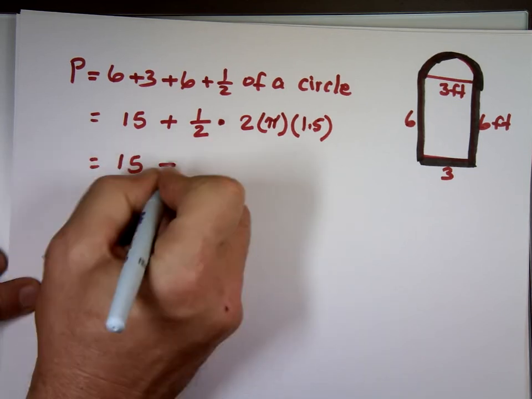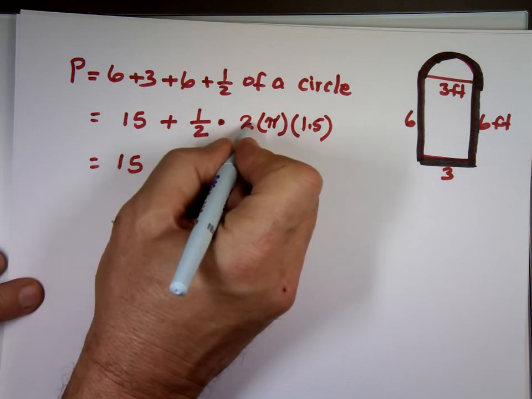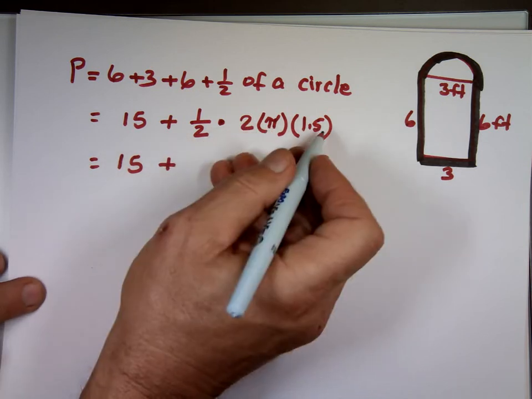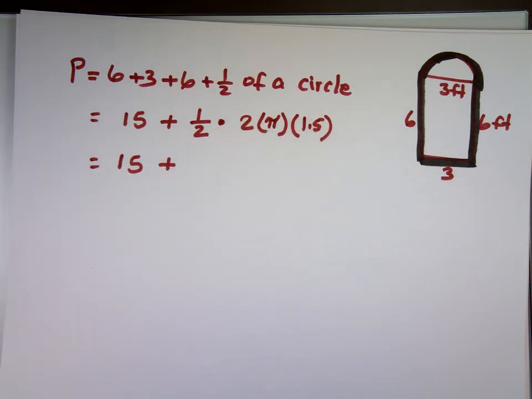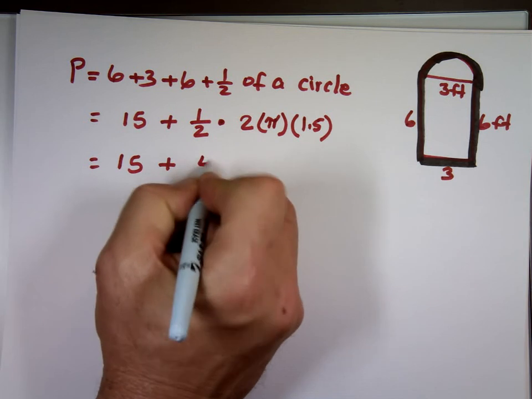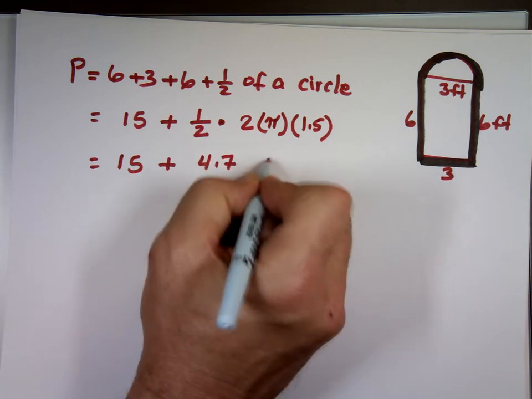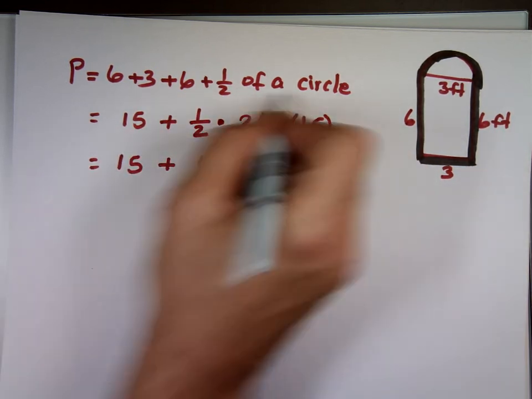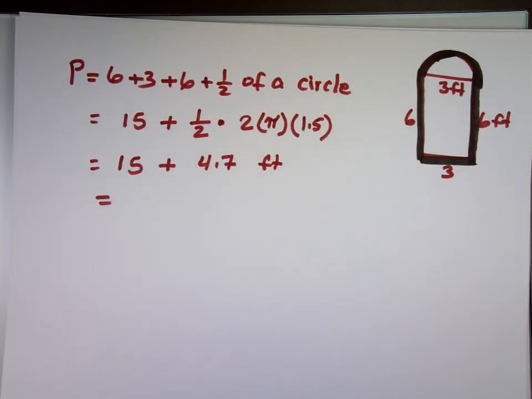What's half times 2? 1. Times pi times 1.5. So what do we have? That's roughly 4.7 feet, that's half the circle. This one here, when you add it, it's 4.7 plus the 15, that's 19.7.